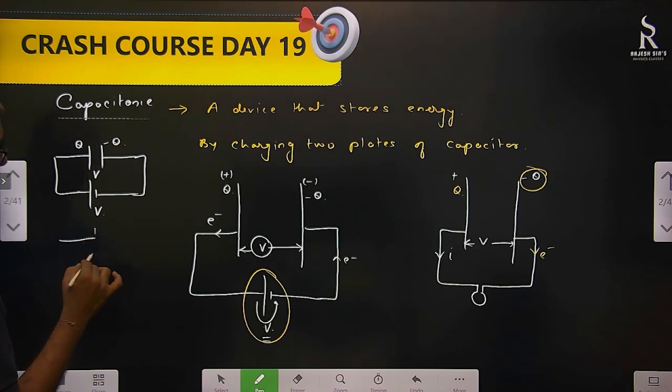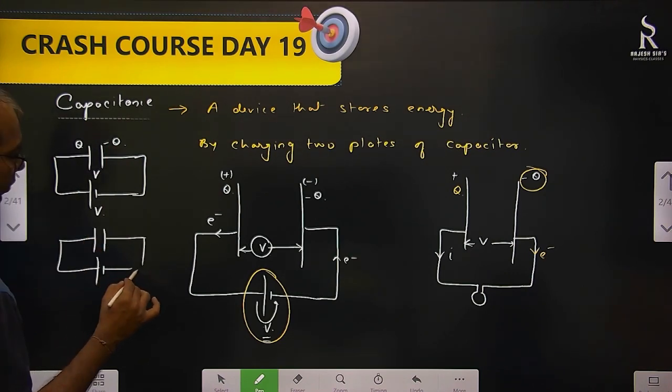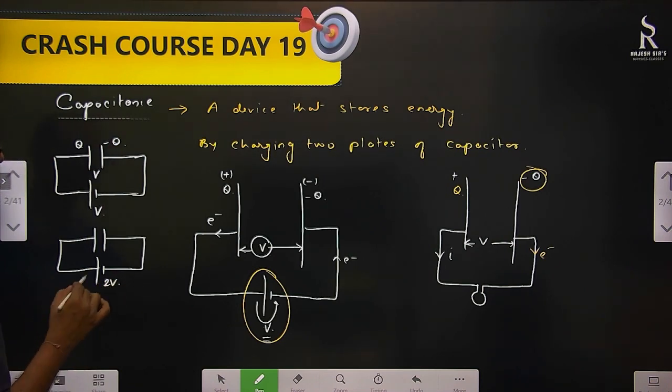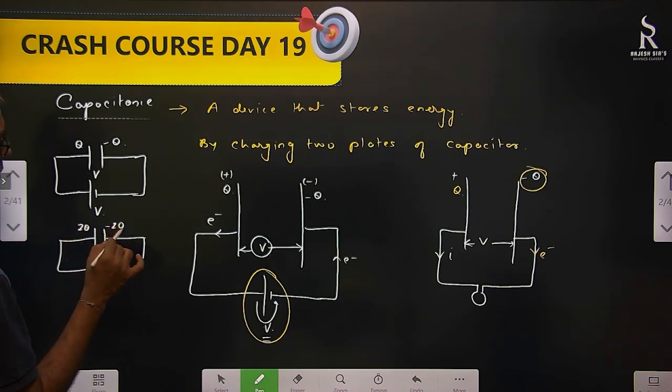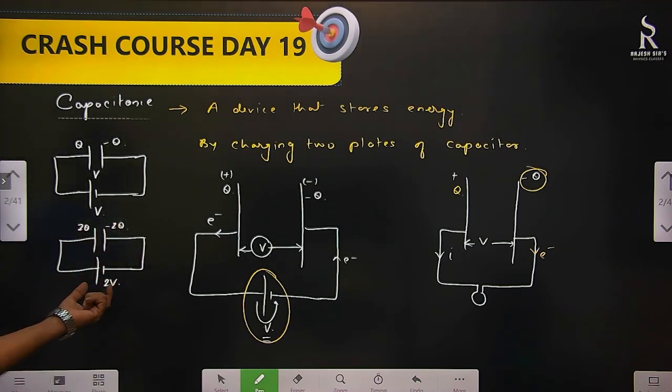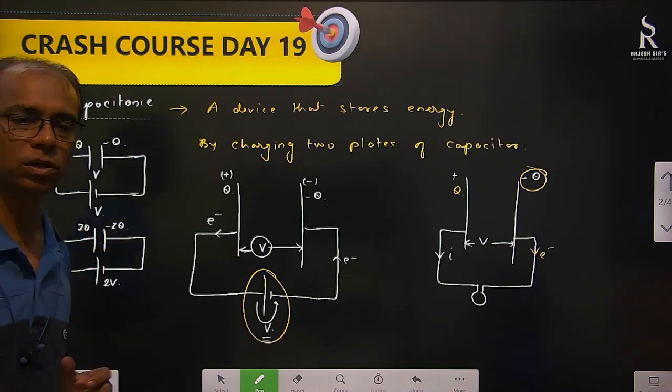Now we change it. Now we have a battery of potential difference 2V. Now what will happen? Here the potential difference also will be 2V. Then how much charge will be here? Now it will be 2Q and minus 2Q. In the same way, if I have this as 3V, then the charge here will become 3Q.